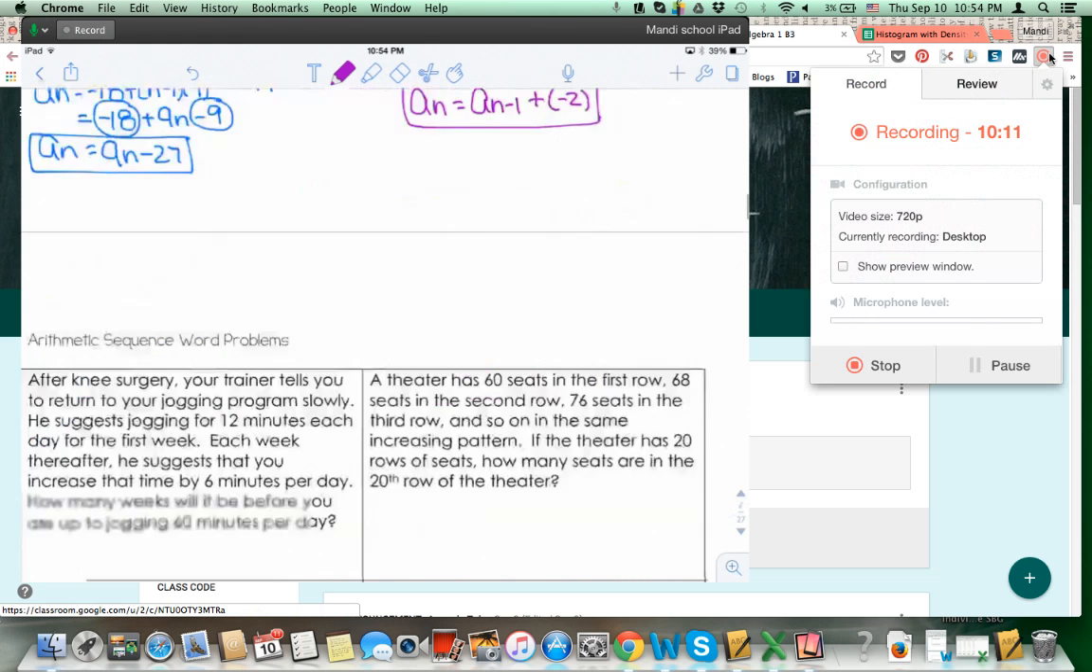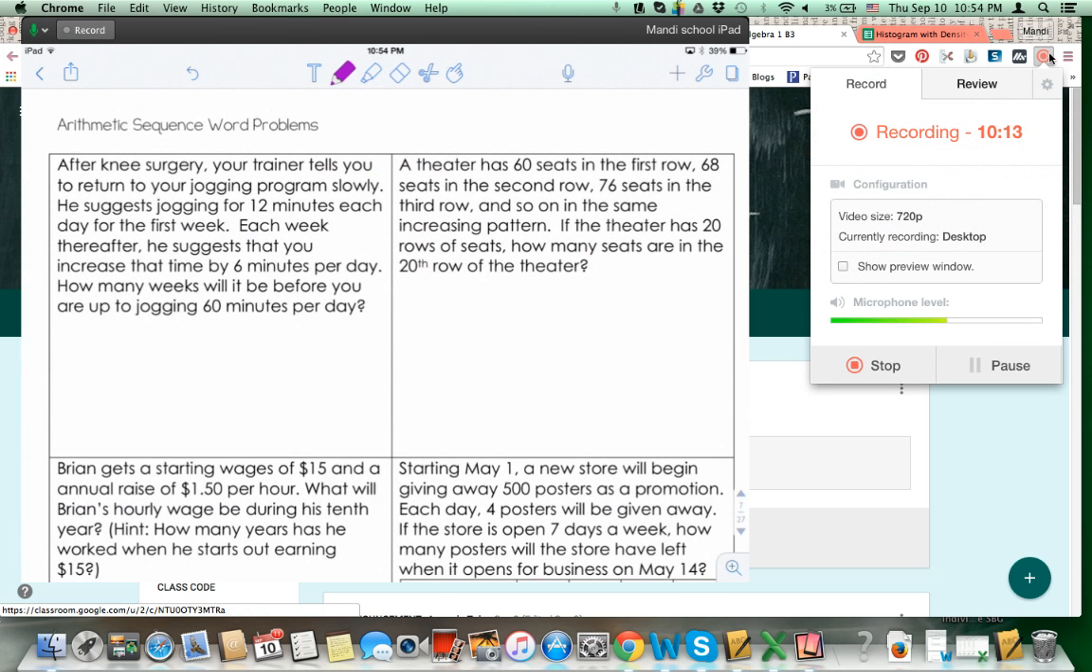All right, so let's move on to some word problems. The only thing you have to consider with word problems is where are you starting? Are you actually starting at the end of 1 or are you starting at 0? So let's read this first problem.